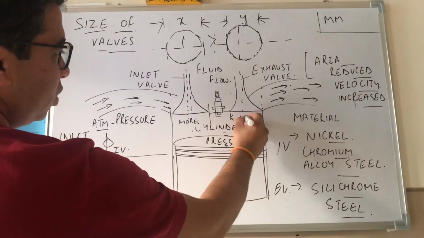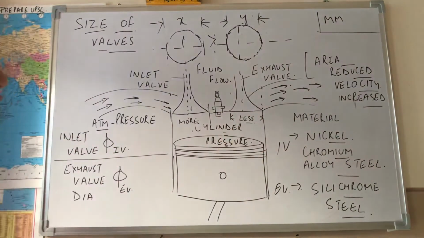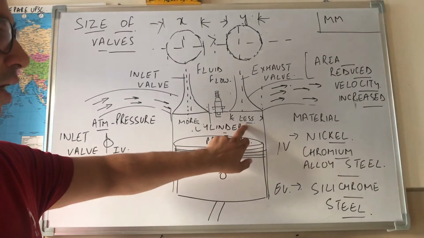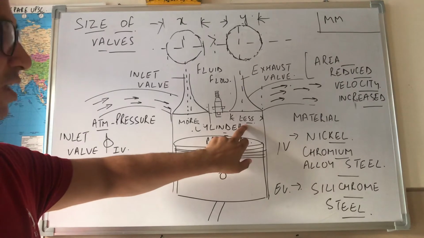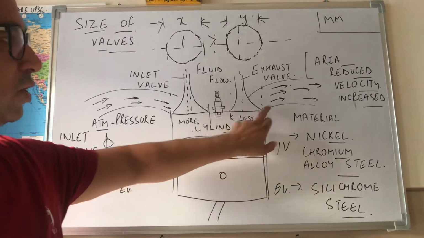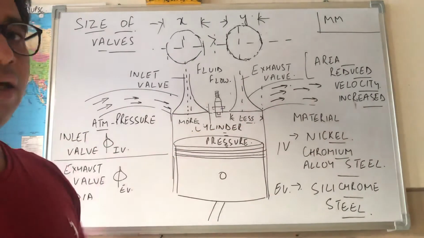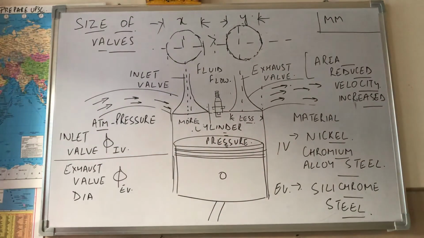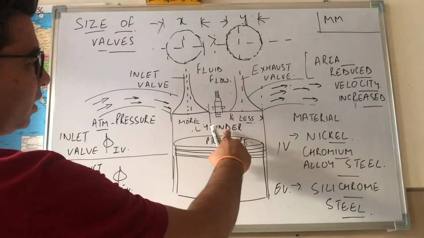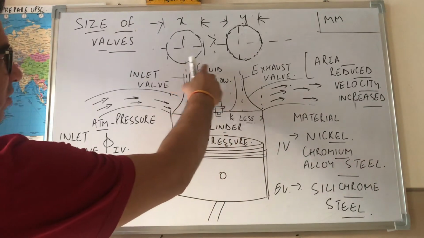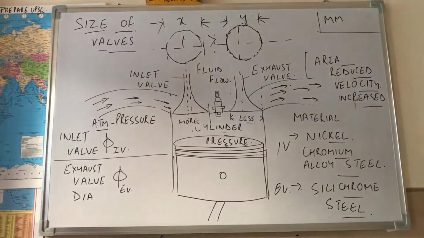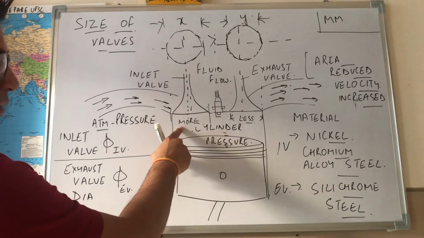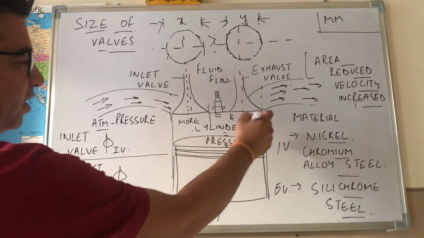that is less. As we know, when we reduce the area, the velocity will increase, hence the exhaust gases will flow out from the exhaust valve. Very important, students, always remember the diameter of the inlet valve is greater than the diameter of the exhaust valve, and always remember the inlet valve temperature is less than the exhaust valve temperature.